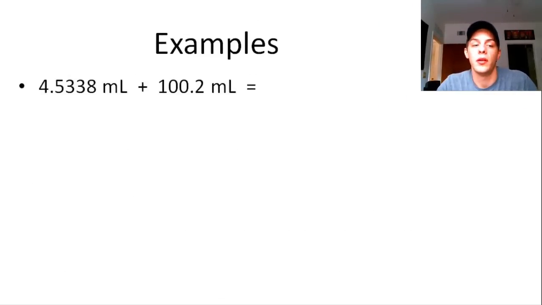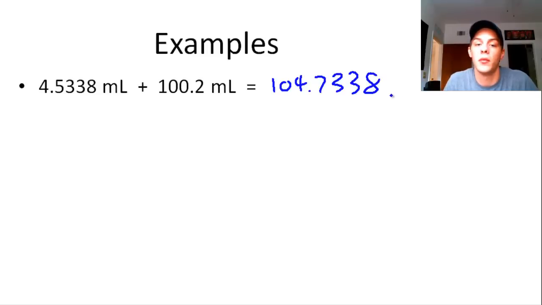The first example is 4.5338 milliliters plus 100.2 milliliters. So what is this? If you stick this into a calculator, the calculator is going to spit out 104.7338 milliliters.